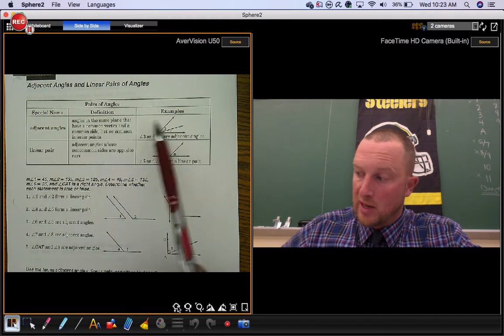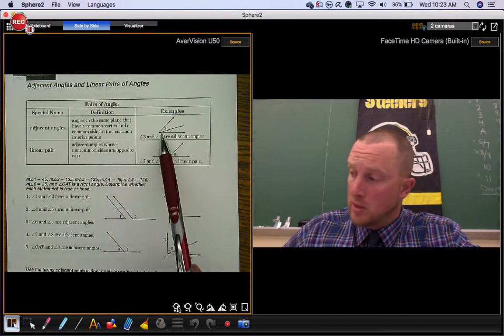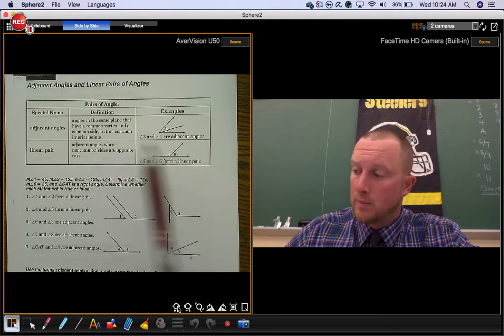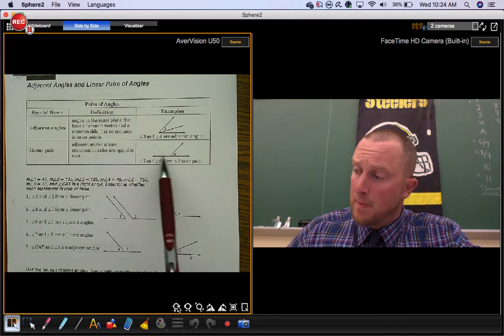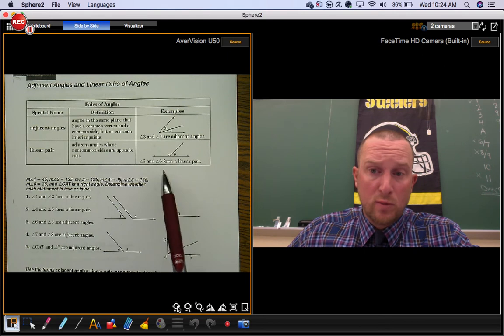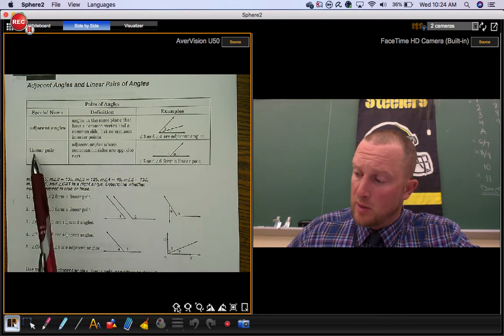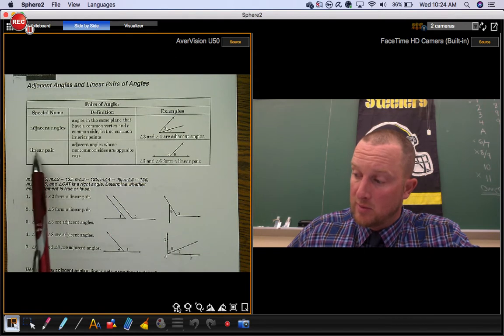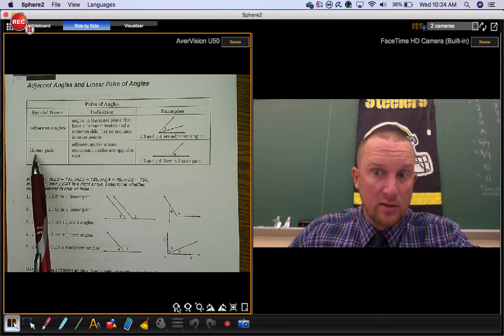So adjacent angles, they're next to each other. They share a vertex, they share a ray, and they don't overlap. Your linear pairs, they must be adjacent angles first and foremost. And then the second part is they must be linear. They got to make a line, right? Line is the first part of linear.